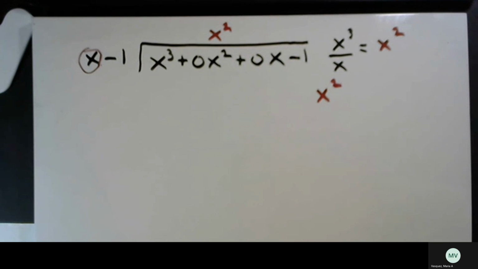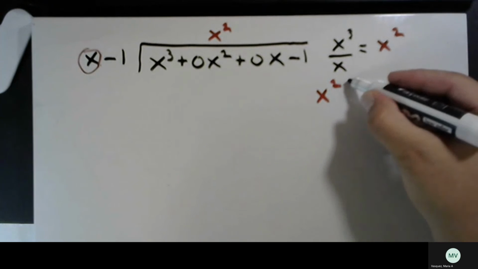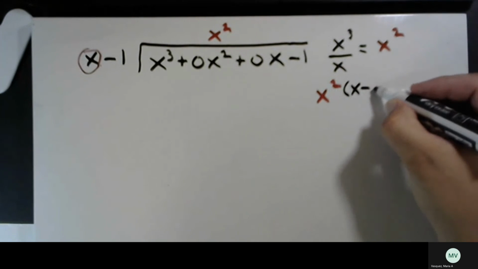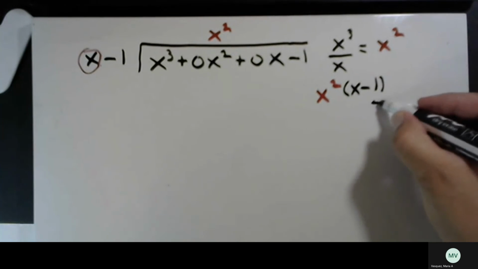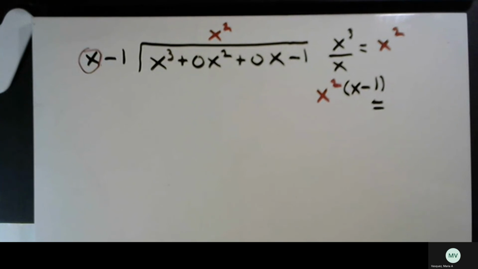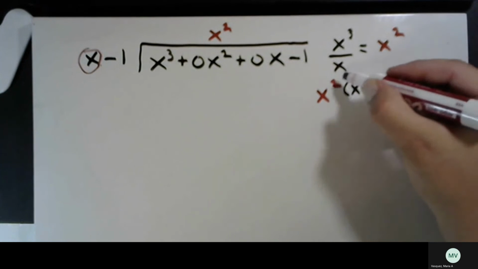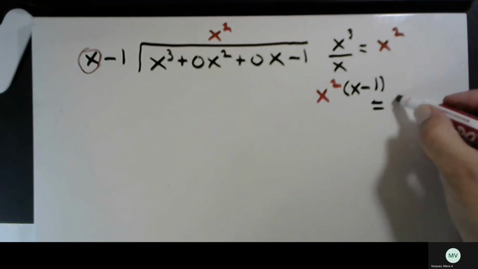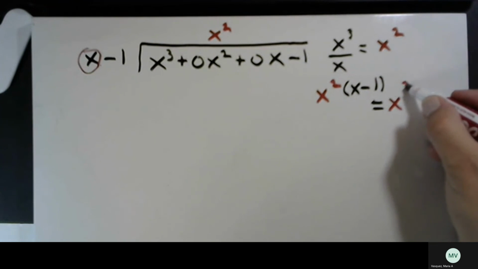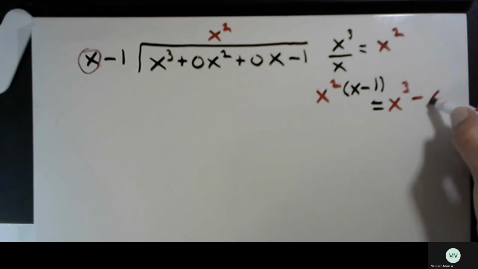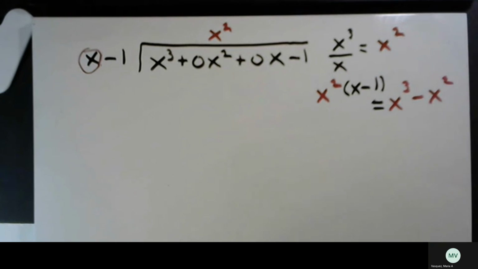Then we take that x squared, we multiply it to the x minus 1. And if we distribute this, we'll get x cubed minus x squared.